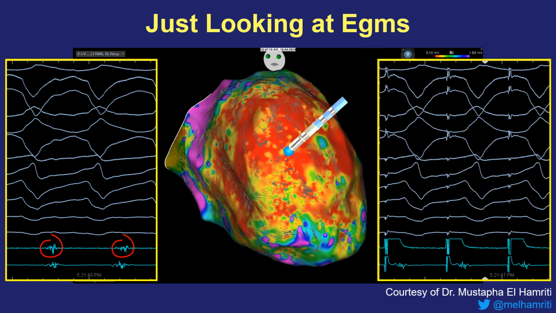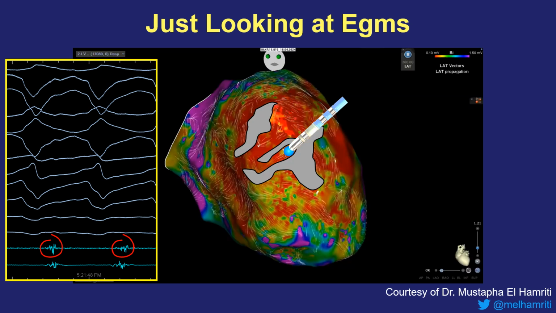And moreover, if you were to pace from this site and you were to see that you can reproduce the shape of the QRS during pacing as the VT itself, and in addition to that, you can see there's a delay between your pacing site and the start of the QRS, you might say, why even bother doing entrainment? I have all of the features that I need. I have fractionation, I have morphology consistent. But let me show you why you need to go through all of the steps of entrainment, because this site here is not going to be effective in this VT in this particular patient.